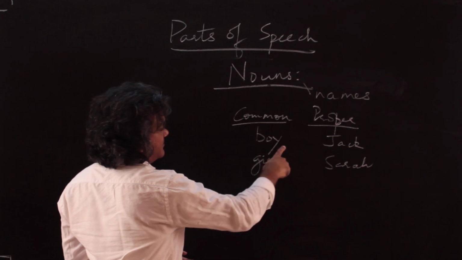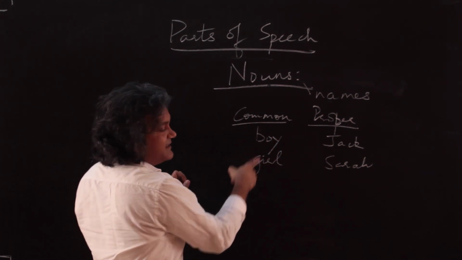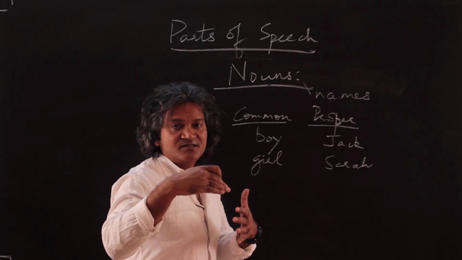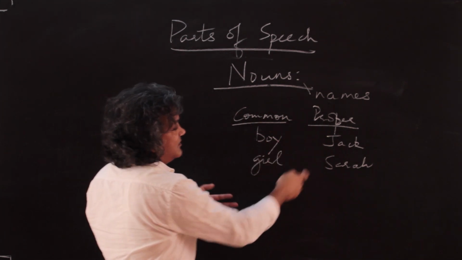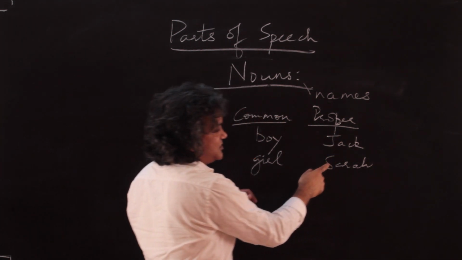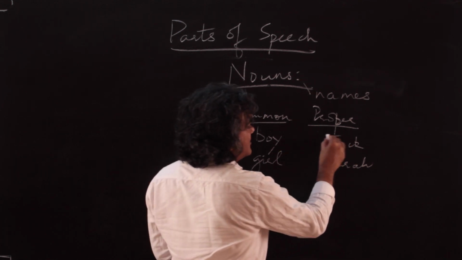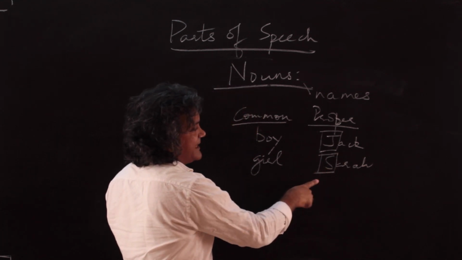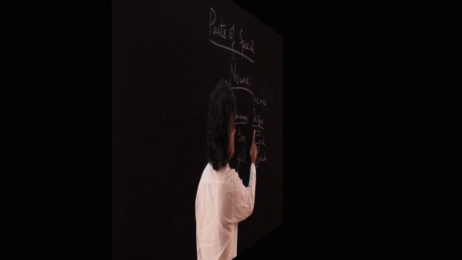Now what is the difference between them? The difference is that a common noun is the name given to types of those things which represent those things. So for example, a boy is any boy, a girl is any girl, whereas proper nouns are names given to specific individuals. So for example, Jack is a specific boy and Sarah is a specific girl, and the clue is that proper nouns will begin with a capital letter. Okay, so that's the difference between common nouns and proper nouns.